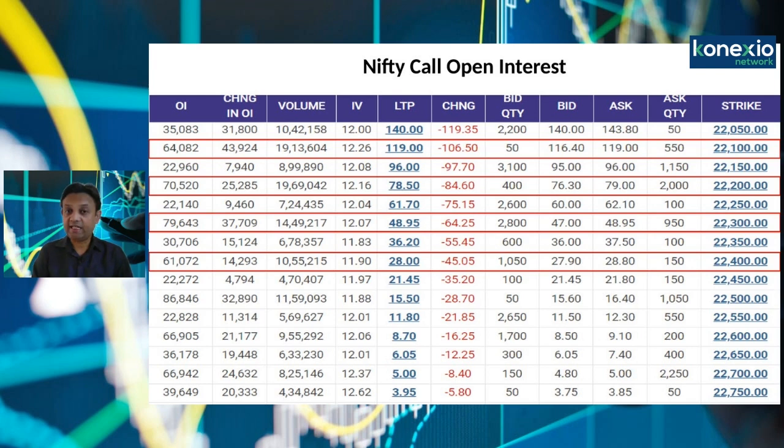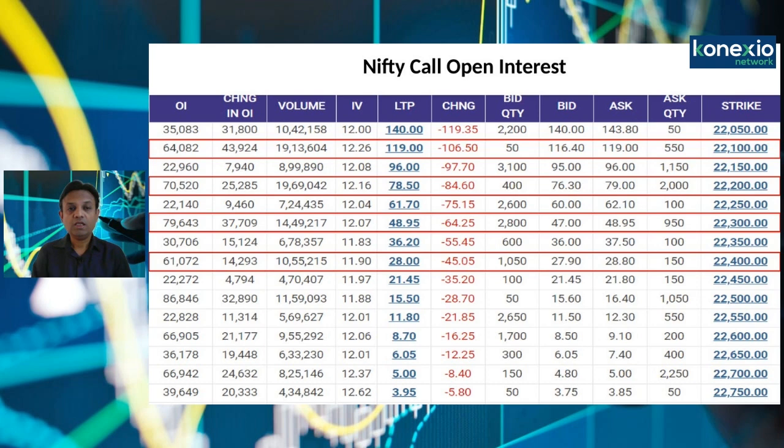And as I said, technically also 22,205 is a crucial level, which was Thursday's high. And if that is taken out decisively, then we might see the extension of rally towards 22,400. So one needs to closely monitor the 22,000 and 22,100 mark on an immediate basis.